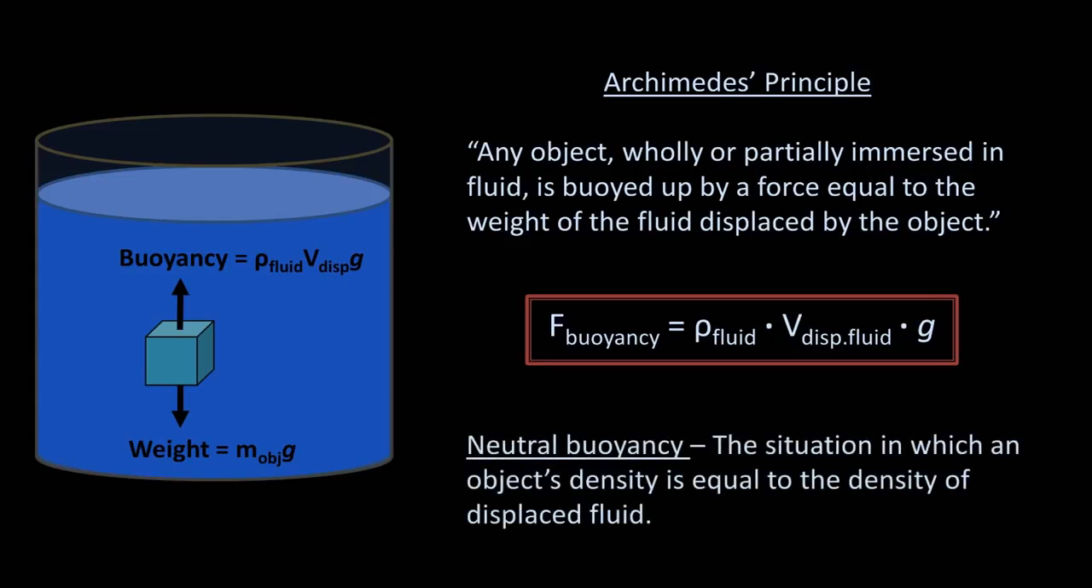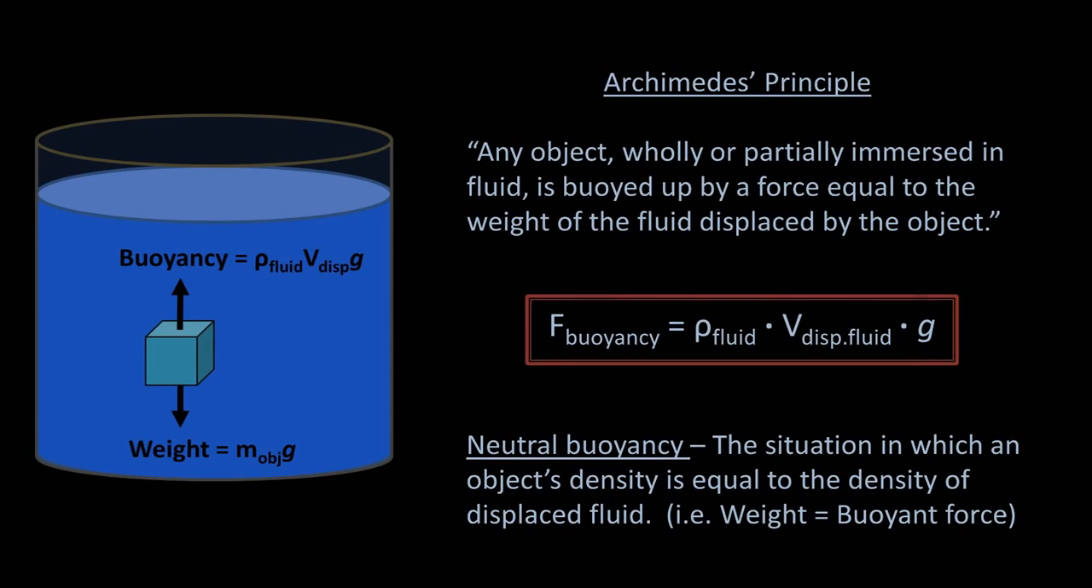Neutral buoyancy is a special situation in which an object's density is equal to the density of the displaced fluid. In other words, its weight is equal to the buoyant force. As you might expect, in this circumstance, the object may seem to hover within the fluid.